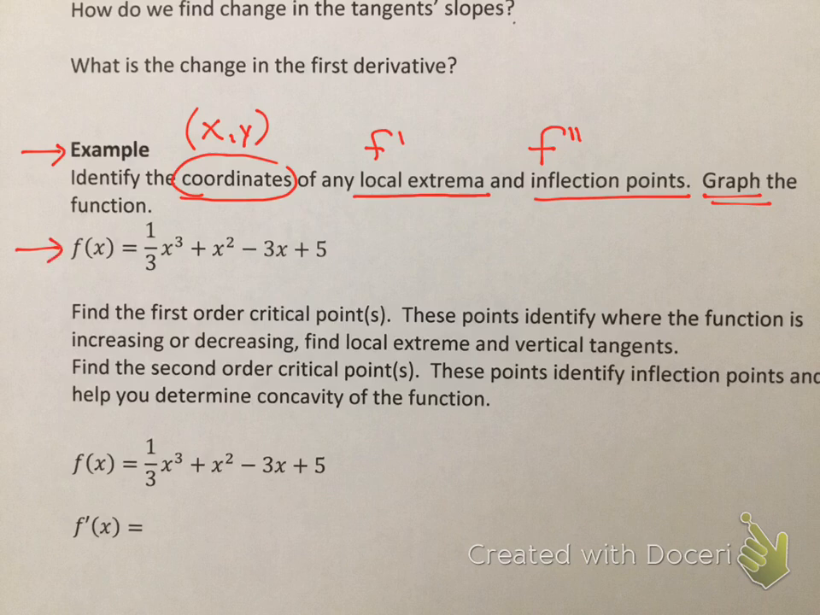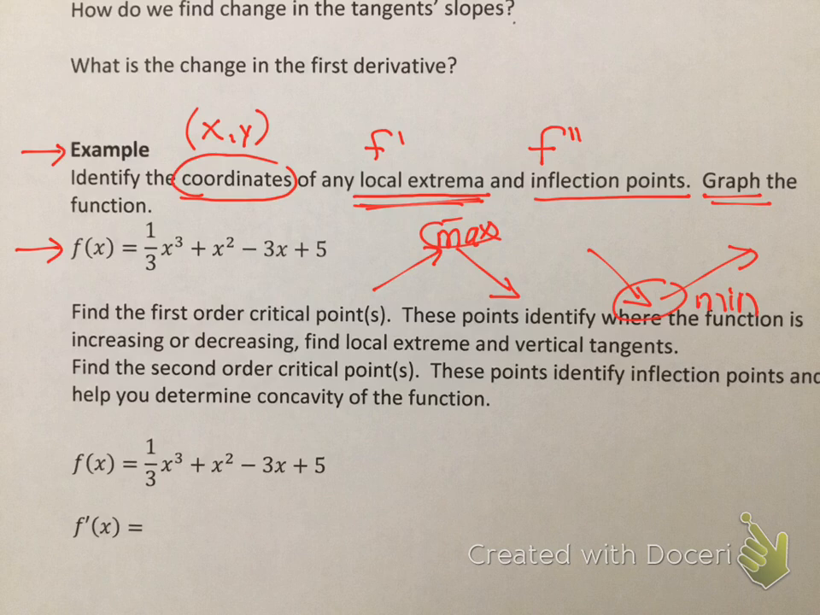So here's my function. We need to find first order critical points to find my local extrema. Remember, these are the points where the function is increasing or decreasing. Because if I'm going like this, I know I have a local max. And if I'm going like this on my number line, I know I have a local min.